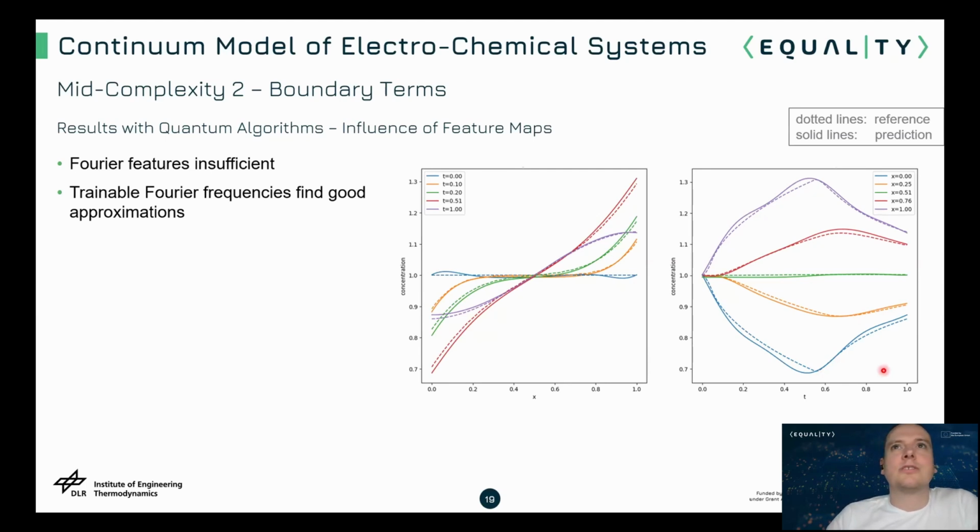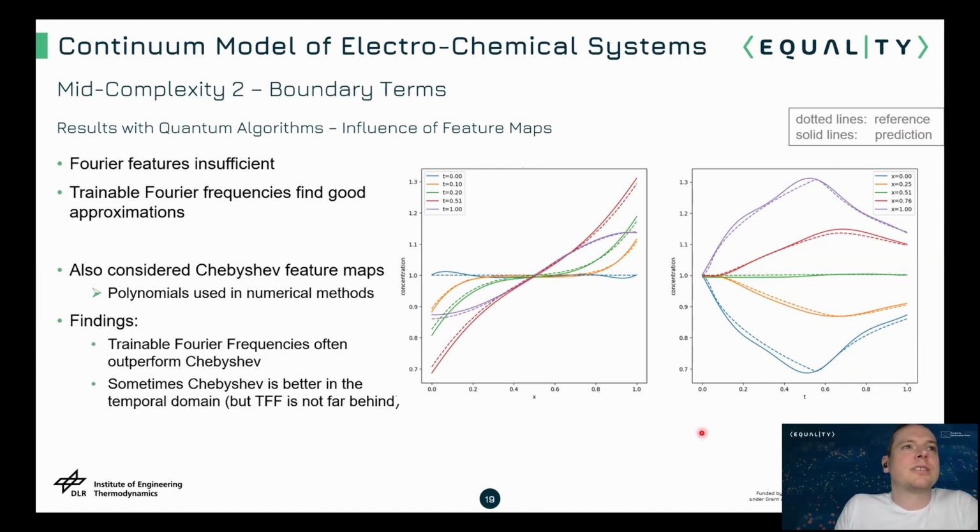Now, at this point, you might wonder, why even use Fourier frequencies if we have these problems with the frequencies? For example, in numeric simulations, what people often use are polynomial feature maps. And the most common one is probably the Chebyshev polynomials. So they are very frequently used in numerical solvers, and they also have the nice property that you can implement them quite efficiently on quantum computers.